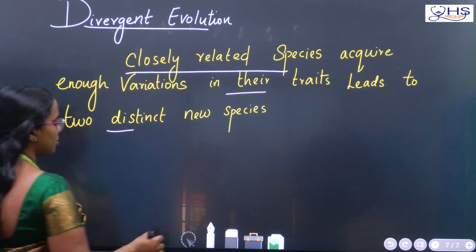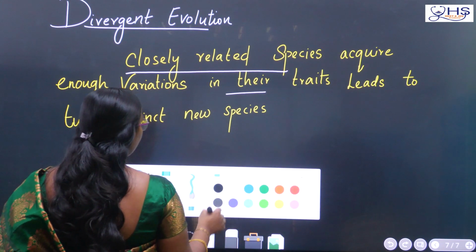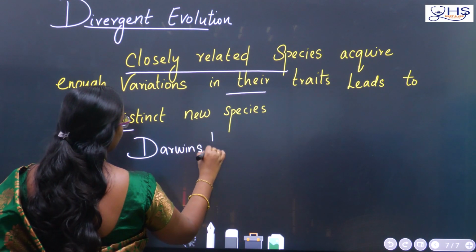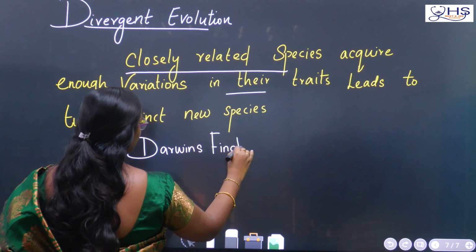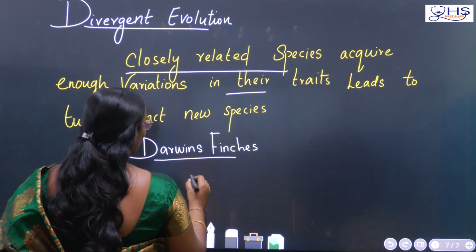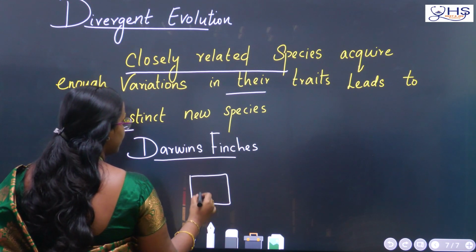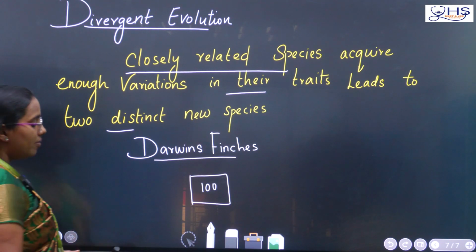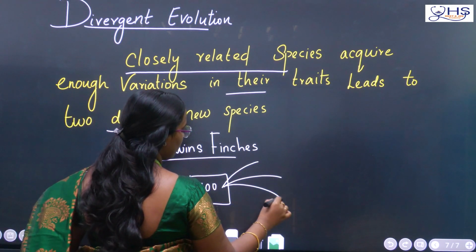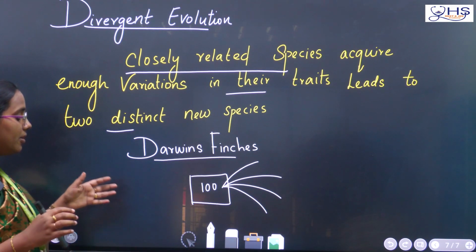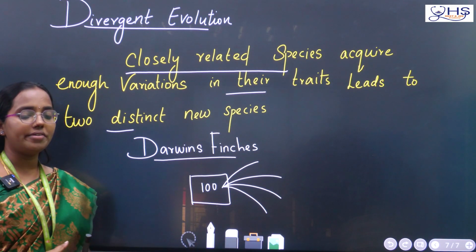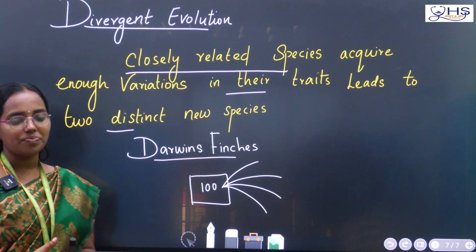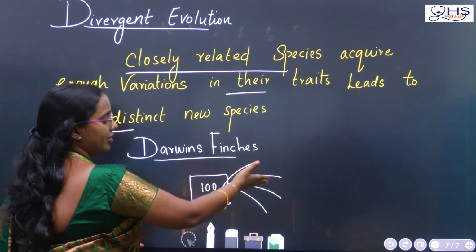In case of divergent evolution, we can take Darwin's finches. What is Darwin's finches? Some group of birds are living on an island, Galapagos Island. For example, let us take some 100 birds living happily on an island, but there comes a competition for food. 100 birds cannot compete for the same food. So now the birds have to migrate to different places because they face so much competition for food. They are going to develop into different islands.